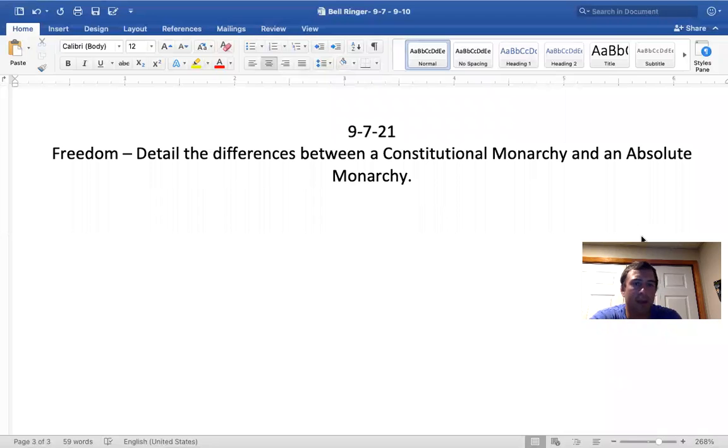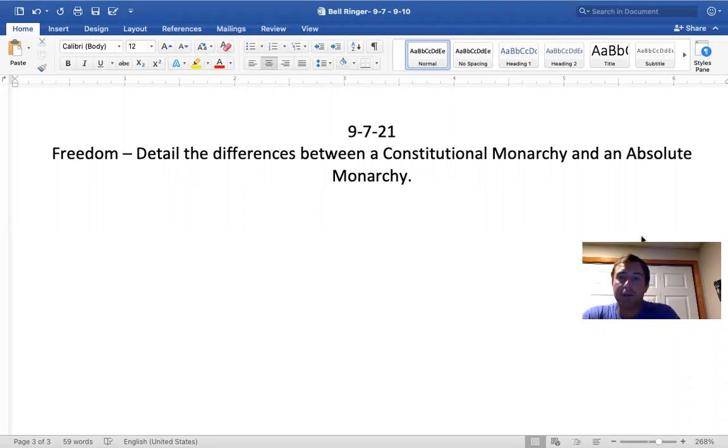So, real quick, here's the bell ringer for today. I'm going to let you guys write that down. If you want to pause the video to write your response, that'd be great. And then I'm just going to go over this information with you. But anyway, detail the differences between a constitutional monarchy and an absolute monarchy. So, this is the information we went over Friday. Again, if you want to pause the video, write down your response. I will give you a few seconds here and I'm going to go over it.